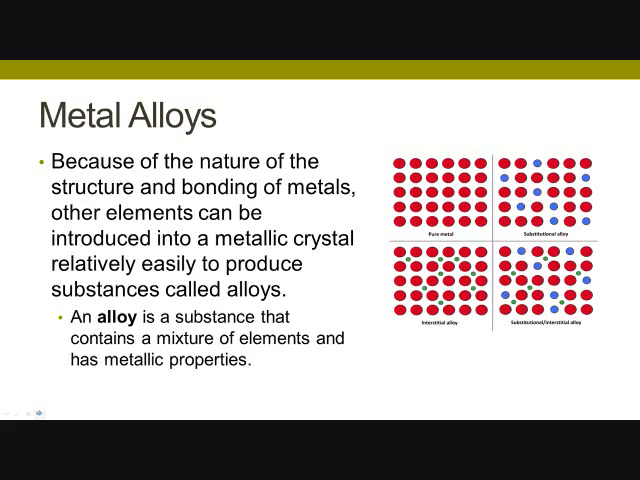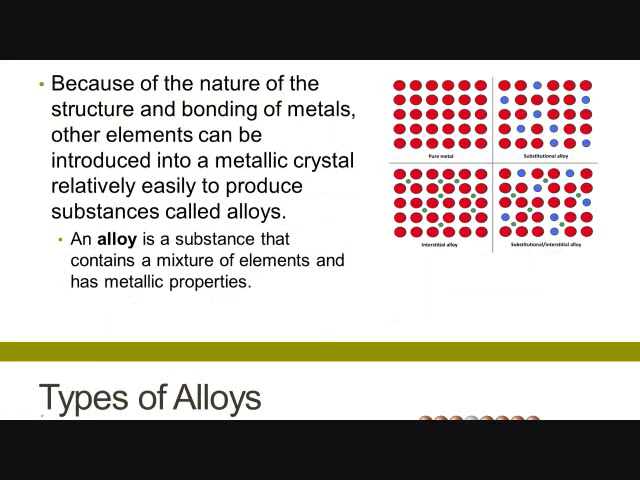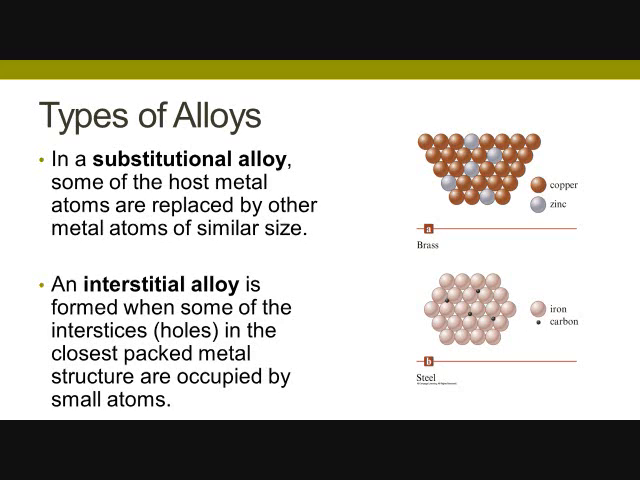Because of the nature of the structure and bonding of metals, other elements can be introduced into a metallic crystal, so it's relatively easy to produce alloys. So remember that an alloy is a substance that contains a mixture of elements and has metallic properties. Usually at least one part of an alloy is a metal to help with those metallic properties. Two important ones that you need to know are substitutional alloys and interstitial alloys.